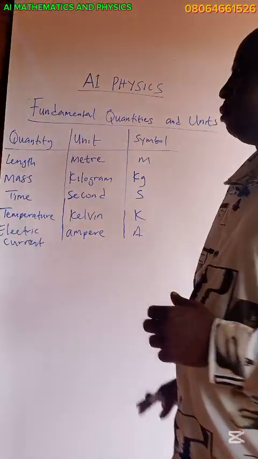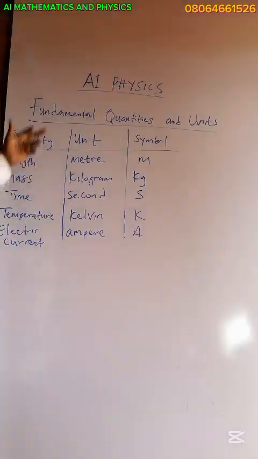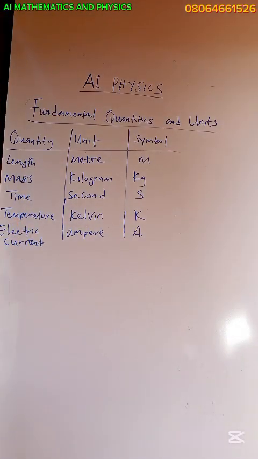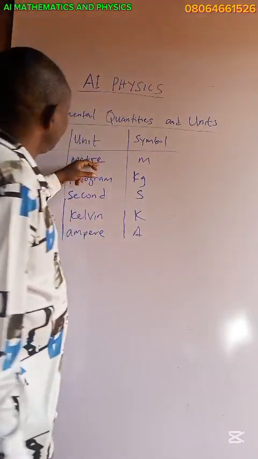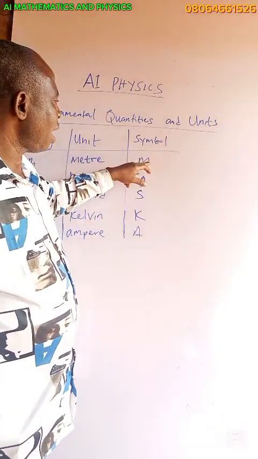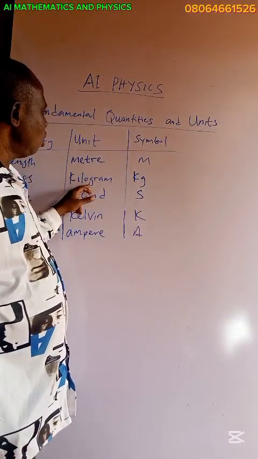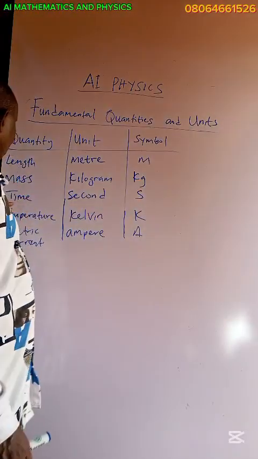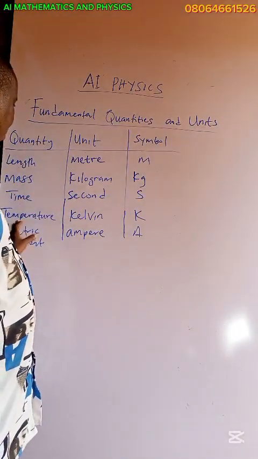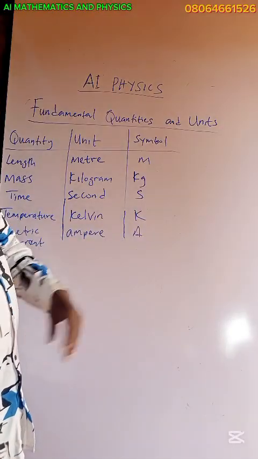Fundamental quantities and units. What is a fundamental quantity? It is a basic, base unit, that is, it doesn't depend on any other unit. It's independent on its own. We have length, meter, this is the spelling, and it's represented by m. Mass, kilogram, is represented by kg. Time, second. Temperature, Kelvin. Electric current, ampere.